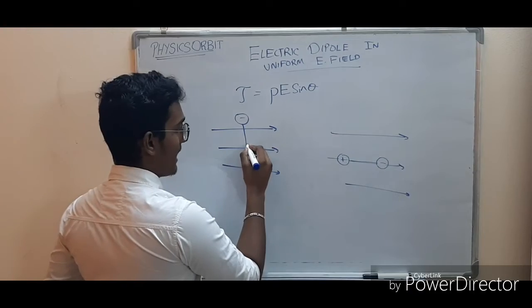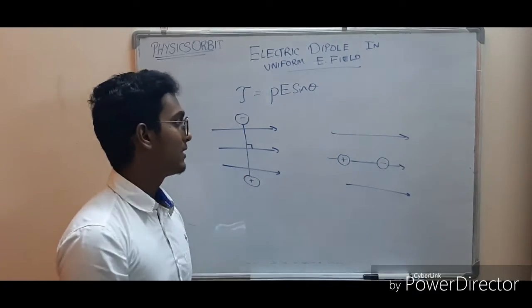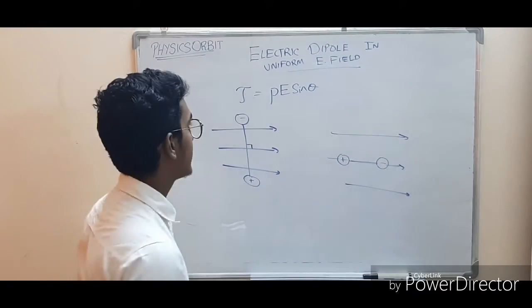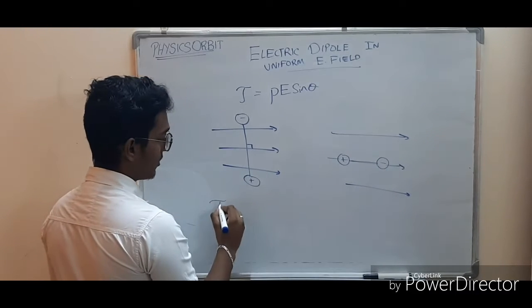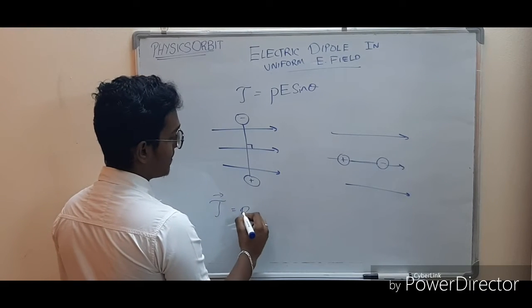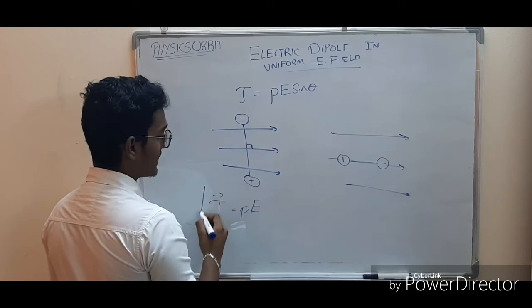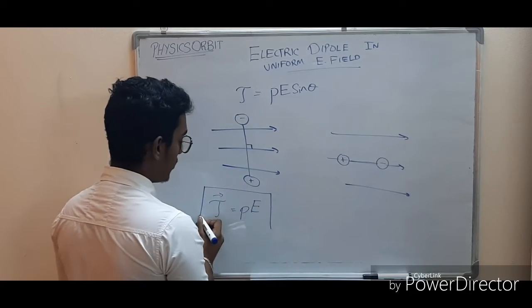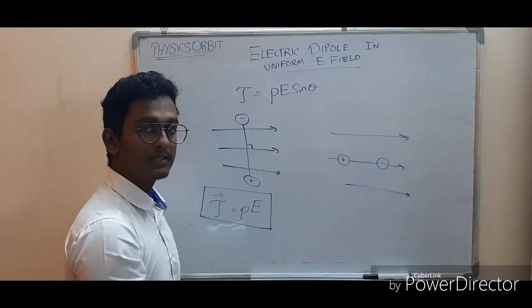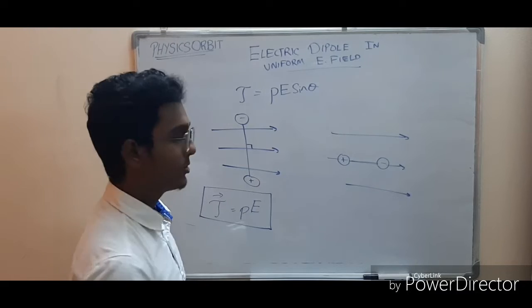In this case, the angle which the dipole makes with the electric field is 90 degrees. So sine 90 is 1, torque tau equals PE. This is the maximum value that the dipole can experience when it rotates. That is, when it is perpendicular to the field.